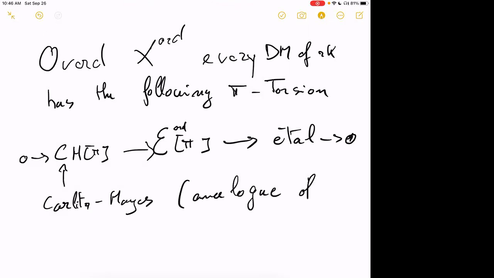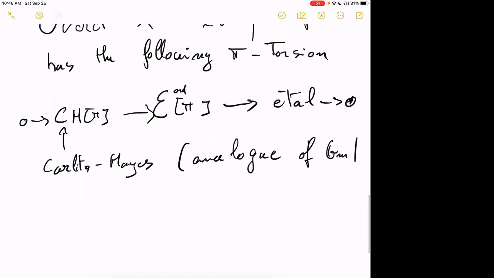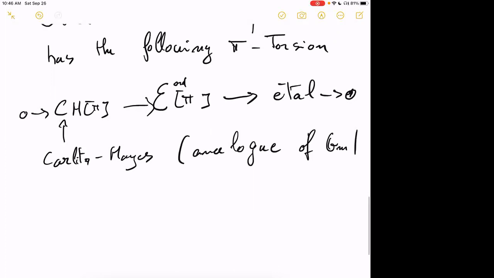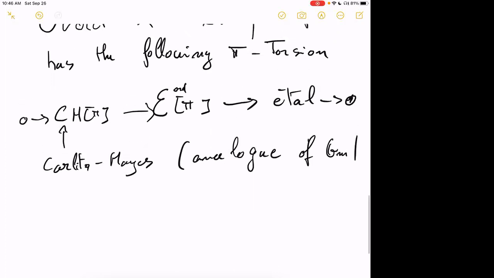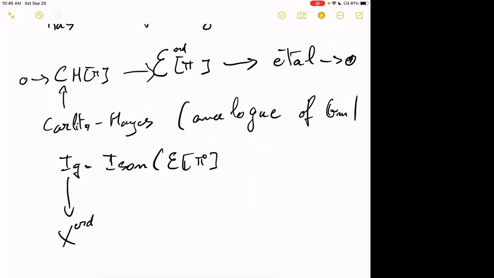I say an analog of G_m because, for G_m, you know that the torsion of G_m generates the abelian extensions of Q. The Carlitz module is a Drinfeld module of rank 1. It generates the pi-torsion, and it generates the abelian extensions, for example, of F_p(t). Okay, and so what I can do, I can define over my X^ord a new space that I call IG, which is nothing else than the space of isomorphisms between the connected part of the pi^infinity torsion of my Drinfeld module and the p^infinity torsion of my Carlitz module.